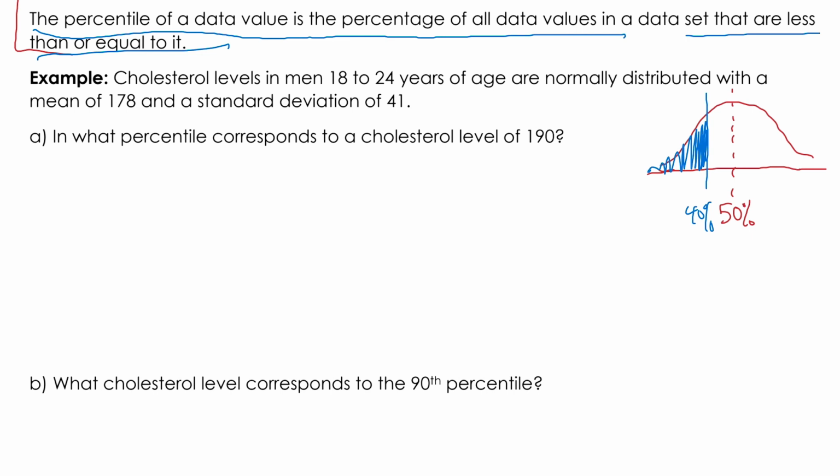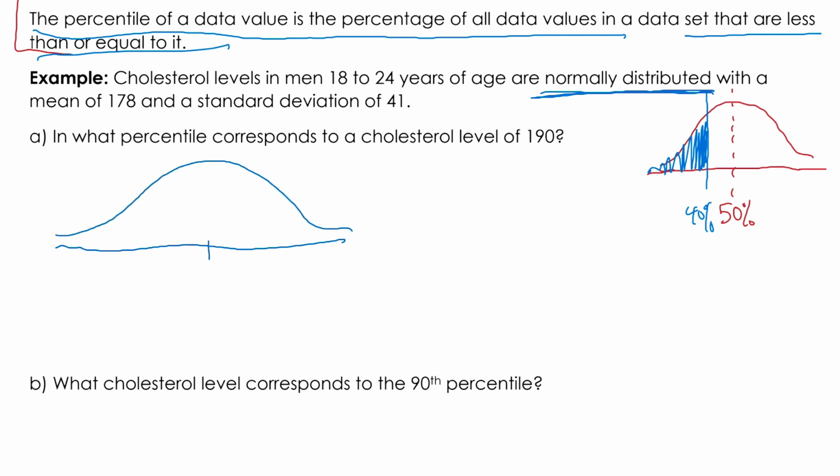Okay, so in this example, it says cholesterol levels in men from 18 to 24 years of age are normally distributed. So here's our key word that allows us to use this trick. And it says the mean is 178 and it has a standard deviation of 41. So if we look at the picture, we have a mean of 178, so the mean always goes in the middle, and the standard deviation, I'll label it here, SD, standard deviation, is 41. In part A, it says what percentile corresponds to a cholesterol level of 190.